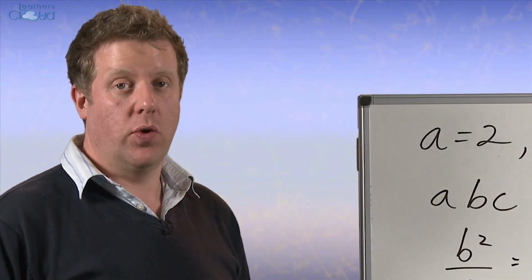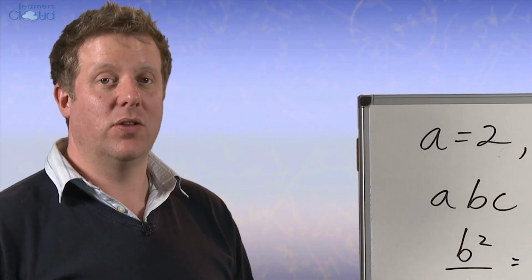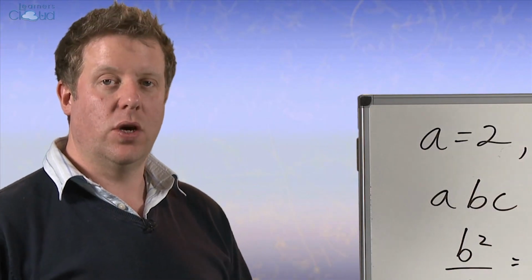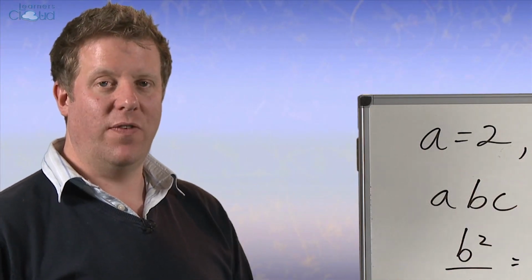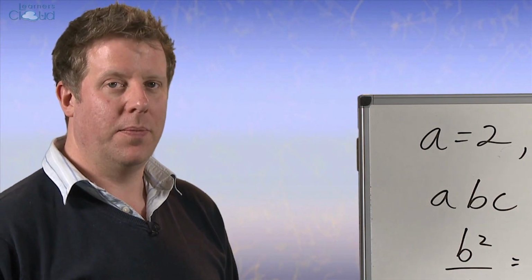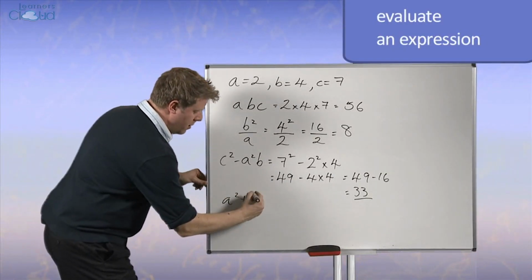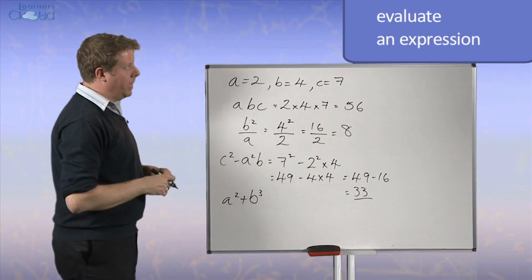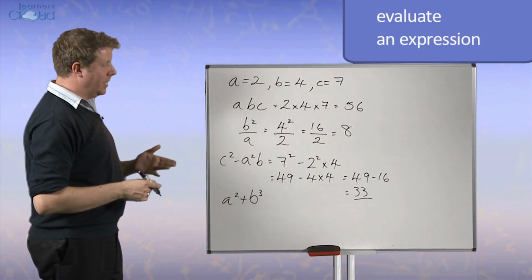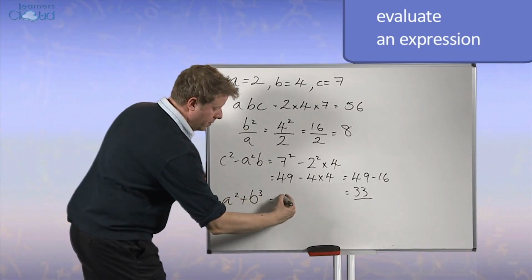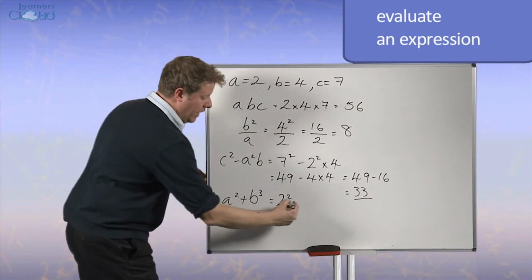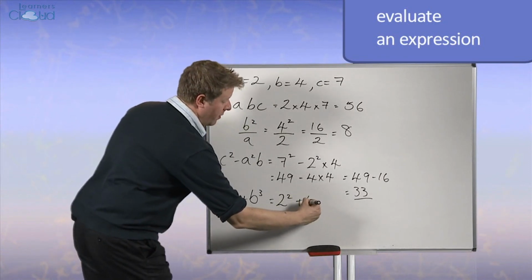Remember how important the order of operations is, and if there's still a part of that you don't understand, then go to the unit on BidMaths and refresh your memory on what it's all about. Final example, a squared plus b cubed. So in this case, a squared will become 2 squared, b cubed will become 4 cubed.